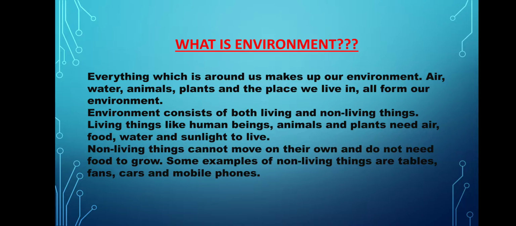Living things means the things which have life in them, and non-living things are things that do not have any life in them. Living things like human beings, animals, and plants need air, food, water, and sunlight to live. Non-living things cannot move on their own and do not need food to grow. Some examples of non-living things are tables, fans, cars, and mobile phones. And some examples of living things are human beings, animals, plants. Okay?